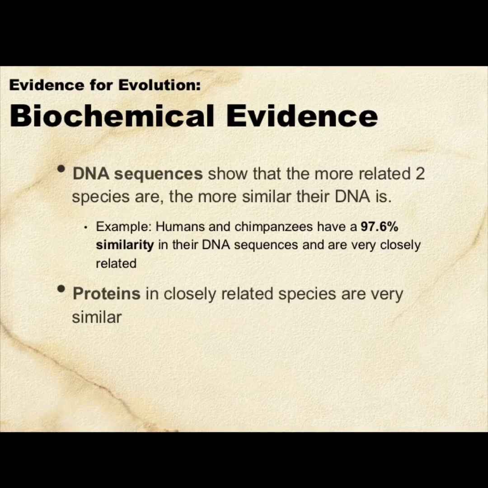Let's stop and take a look at some of the more modern ones. The modern ones are going to be based on biochemistry. So let's look at how different DNA sequences and protein sequences are going to allow us to have evidence for evolution. All right, this one sounds a little scary because it's got the word chemistry in it, but it's pretty basic. And all it shows is that if we sequence the DNA of two species, the more similarities there are in those DNA sequences, the more closely they are related.